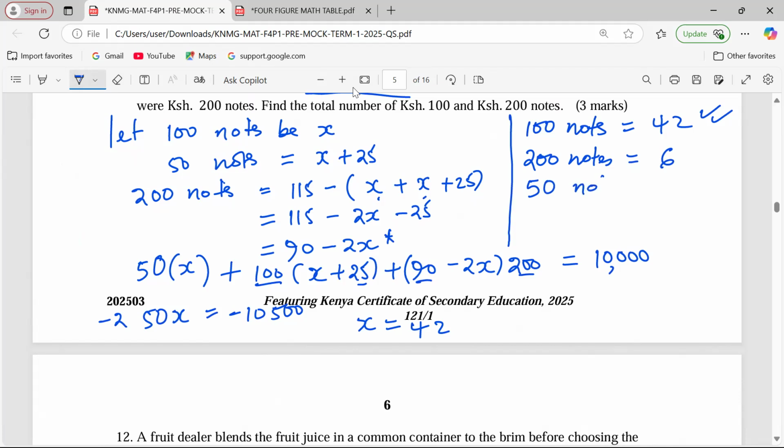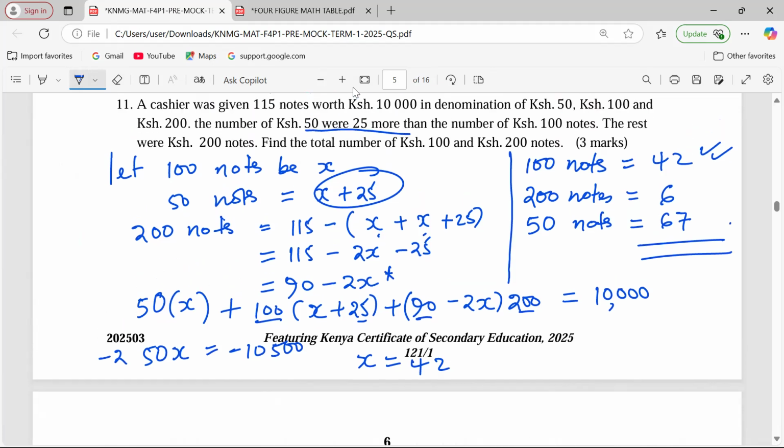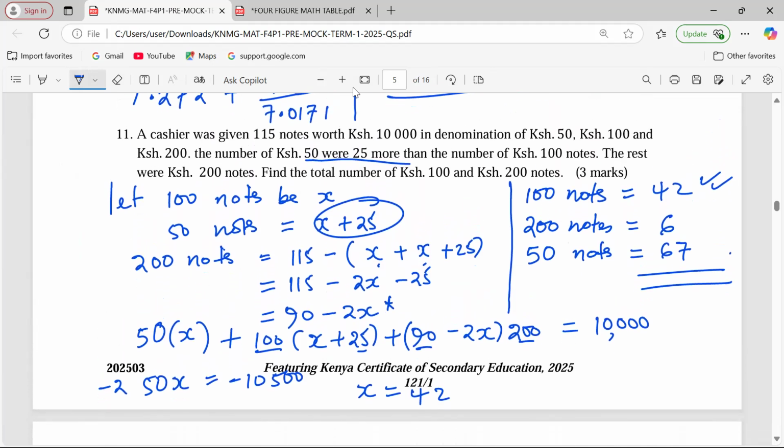bob notes are going to be, the expression is here, 42 plus 25, giving us 67 notes that way. So these are the number of notes for every denomination.